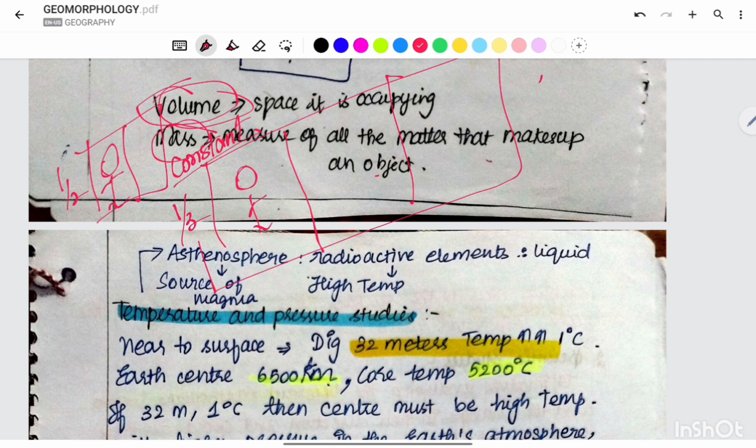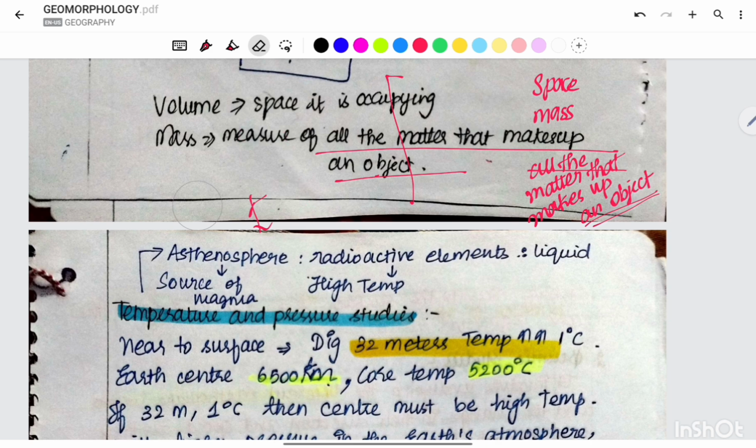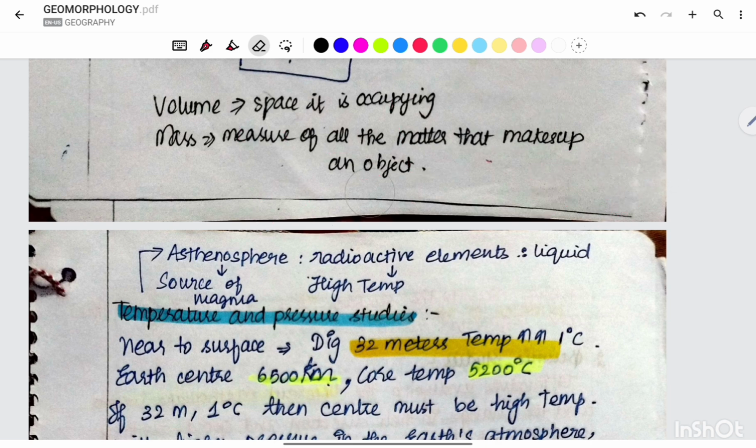Volume is the space occupied, whereas mass is the measure of all the matter that makes up an object. Volume is the space it occupies, whereas mass is all the matter that makes up the object.